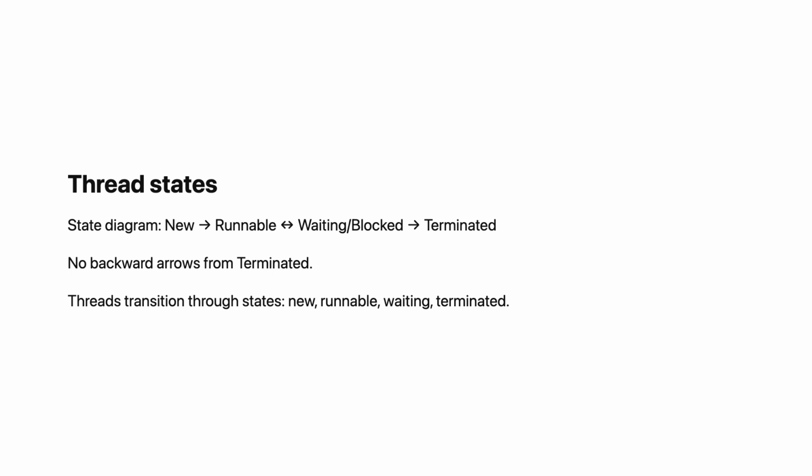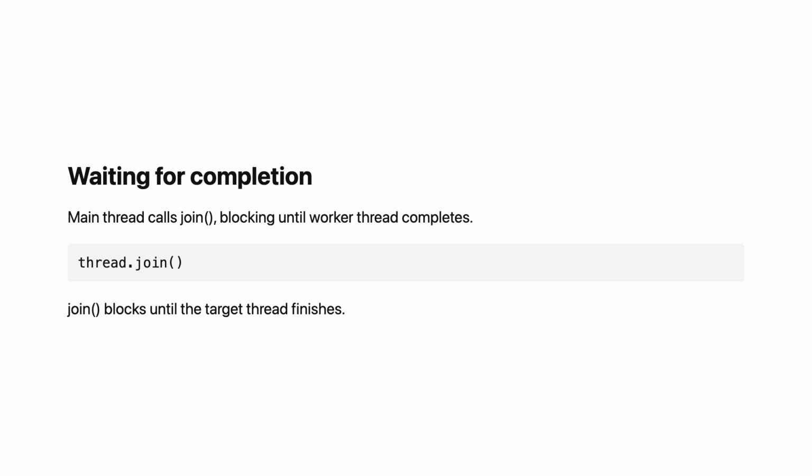Often you need to wait for a thread to finish. Thread.join blocks the current thread until the target thread completes. Start 3 threads. Call join on each. Your main thread waits for all 3 to finish. This is coordination. The main thread cannot proceed until background work is done. You can join with a timeout, thread.join with a duration. If the thread is still running, join returns anyway. Join is how you synchronize completion. One thread waits for another.